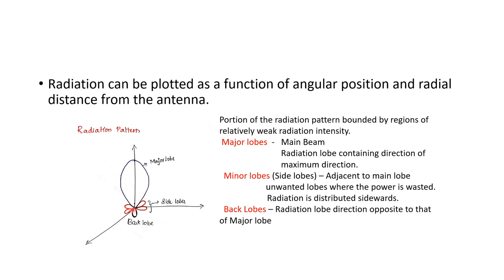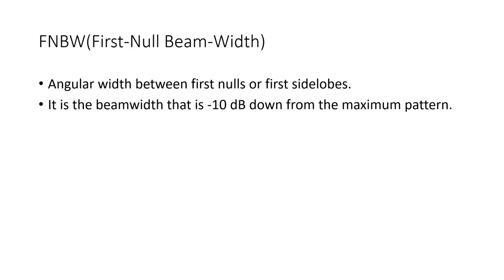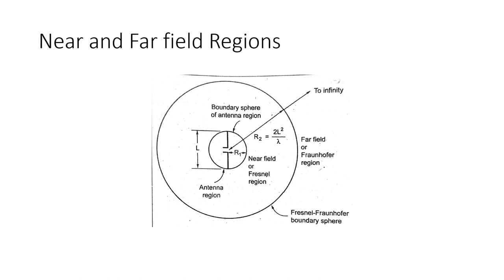Listen. Here we have side lobes, right? Next to the major lobe, we have side lobes. These can be called the first null. We should draw a line to this first null, mark a point, and mark half of its maximum radiation. So the distance is minus 10 dB; that is called the first null beamwidth, right? It is the angular width between first nulls or first side lobes, the beamwidth that is minus 10 dB down from the maximum of the pattern.